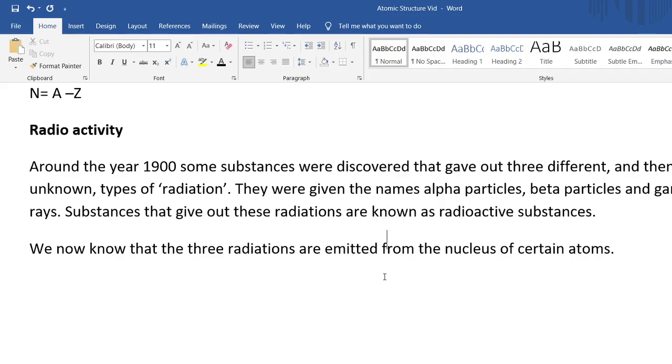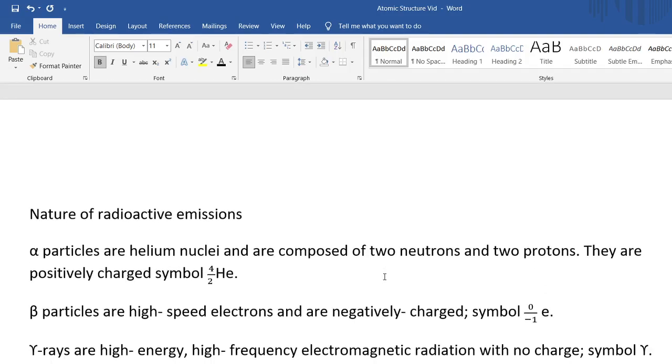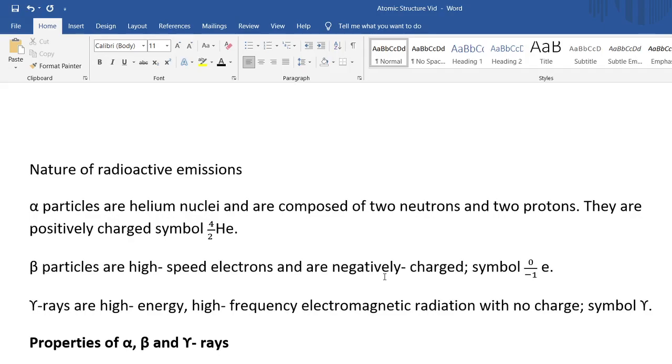So let's see the nature of our particles or radiation. The first one, the alpha particle, is a helium nucleus. It doesn't have any electrons, therefore it has a positive charge. It's one of the most bulky particles in radiation, and it is the helium nucleus.